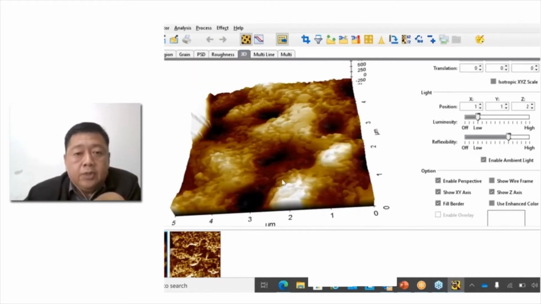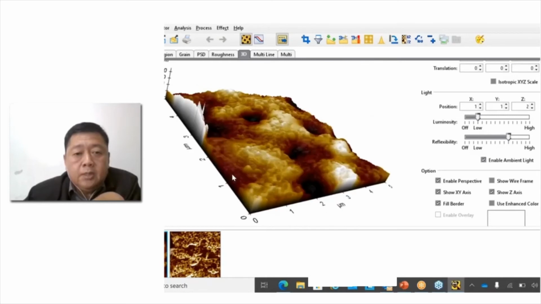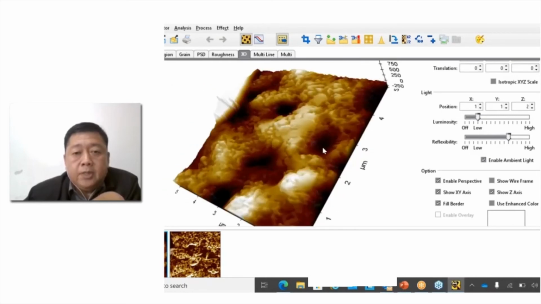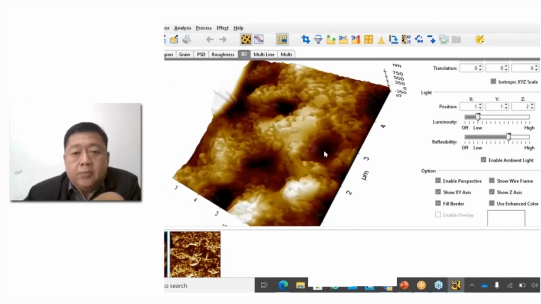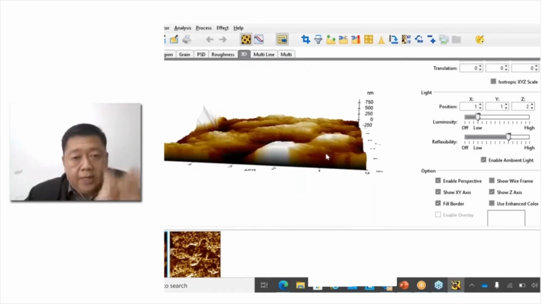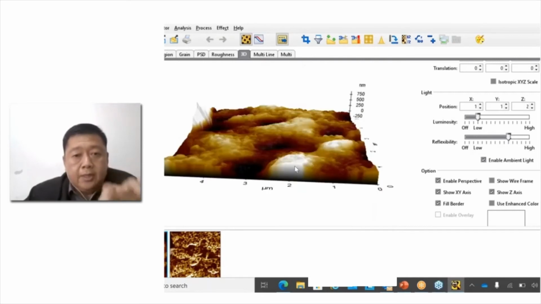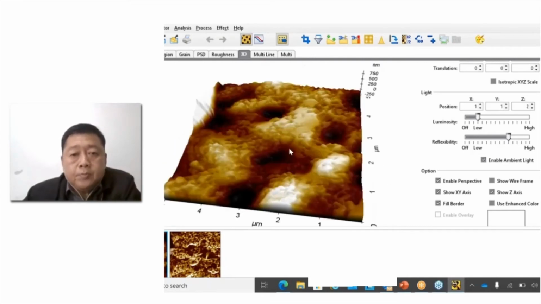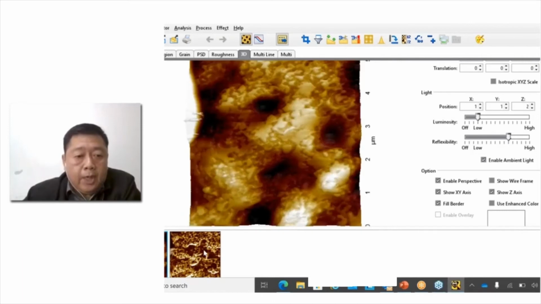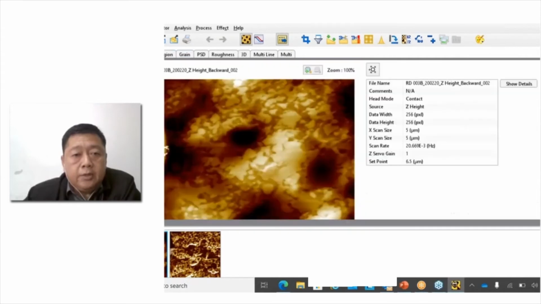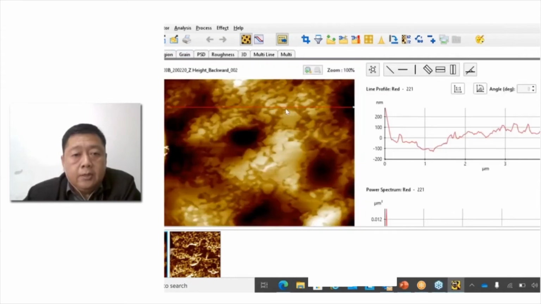Yeah, drag the image wherever you like. In this particular sample, this black spot is actually the valley, as you can see from the 3D image. This is the height image. If you go to the 2D image and draw a line here, you can move the line wherever you like. For example, let's go to this part.